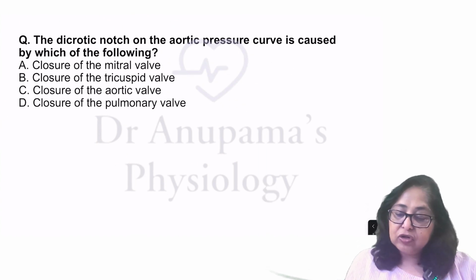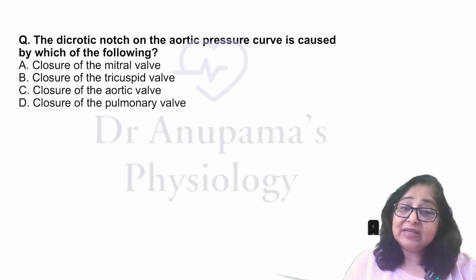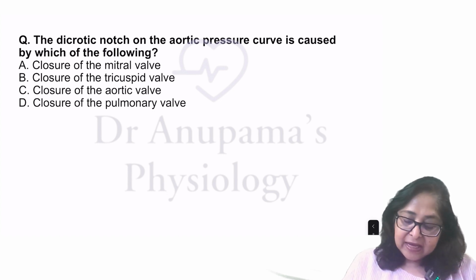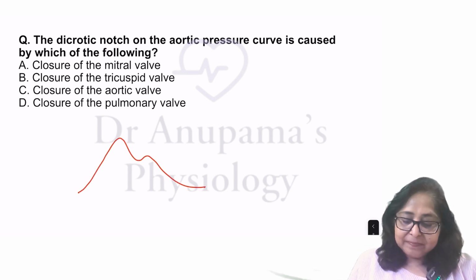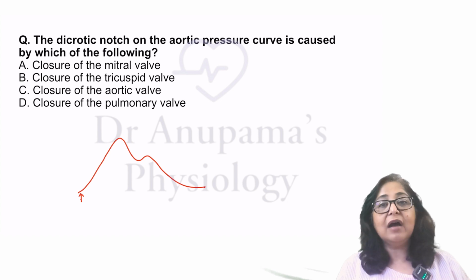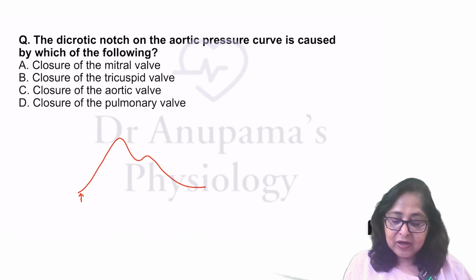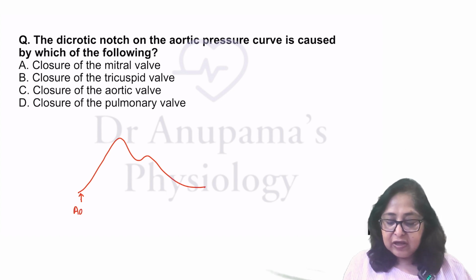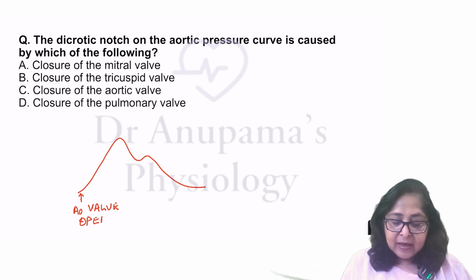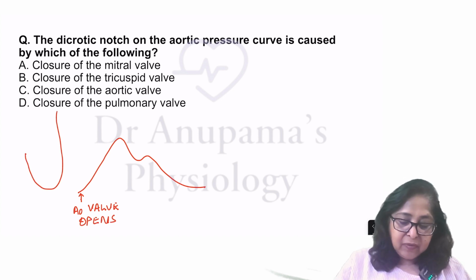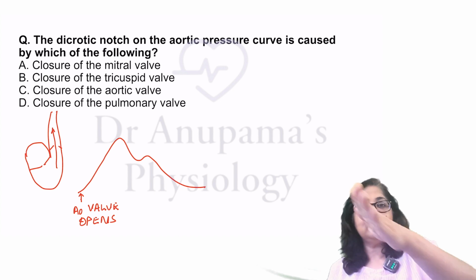The dicrotic notch on the aortic pressure curve. Now, what is this dicrotic notch? This is what the aortic pressure curve looks like. At the first arrow is the start of the ejection phase. How does the ejection phase start? This starts with the opening of the aortic valve. Aortic valve opens. The blood will start moving now from the left ventricle into the aorta. This is what is responsible for that upstroke.